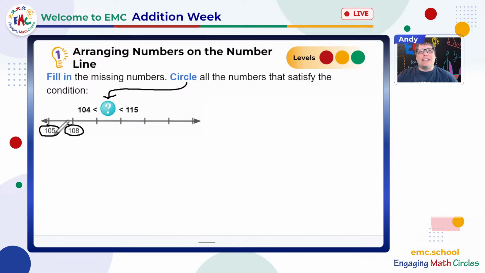What are we adding each time to get the next number? So we can find that by subtracting, and that gives us 3.